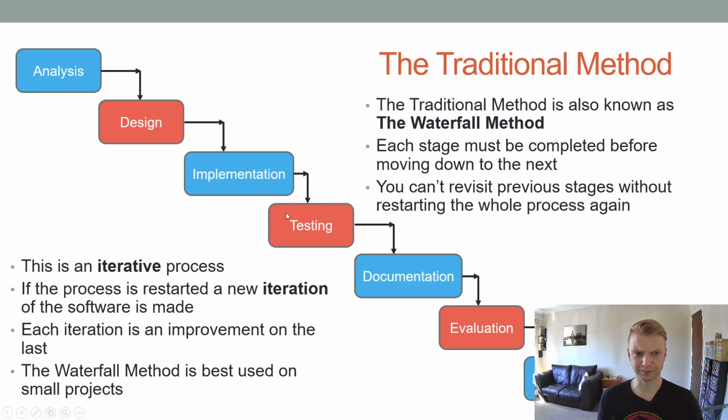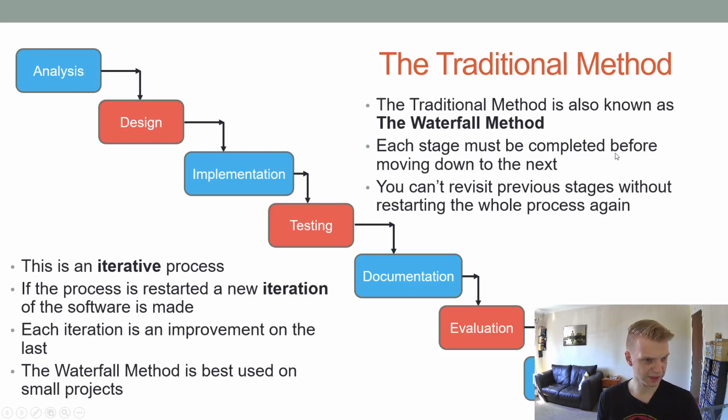So the traditional method is sometimes known as the waterfall method, which is important because that actually comes up quite a lot. And it's called the waterfall method because here it is. Each of the stages you can go down, but once you go down, you can't go back up. You can't climb up a waterfall unless you're like a salmon or whatever. So once you go down, you can't get back up. That's why it's called the waterfall method.